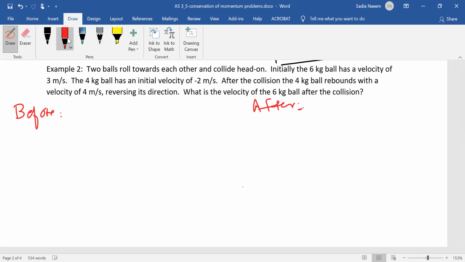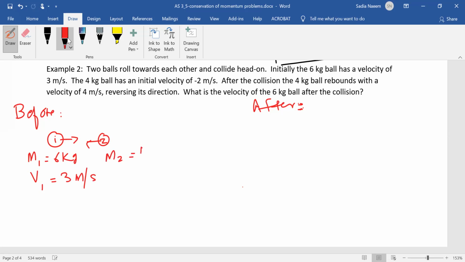Some people like the visual, it helps them. But if you can do without the diagram, that's fine as well. You can just make a list of M1, M2, V1, V2 like that too. All right, so here's the first ball. I'm going to call this number 1 and number 2. This one is moving this way, and its mass, I'm going to call this M1, obviously. M1 is 6 kg. And its velocity is given, V1. V1 is 3 meters per second, because it's initially moving with that.